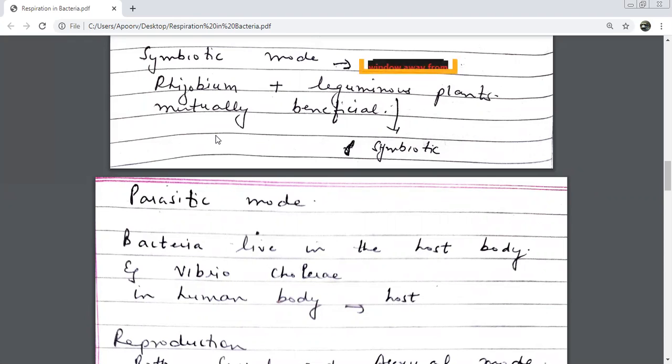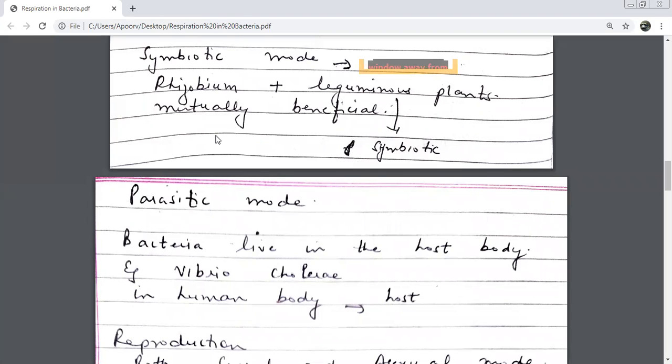Let's move on to heterotrophic nutrition, the first subcategory being the saprophytic mode. Saprophytes, what example? Clostridium. Good. Second category, the symbiotic mode. Very common example: Rhizobium. Move on to the last mode.